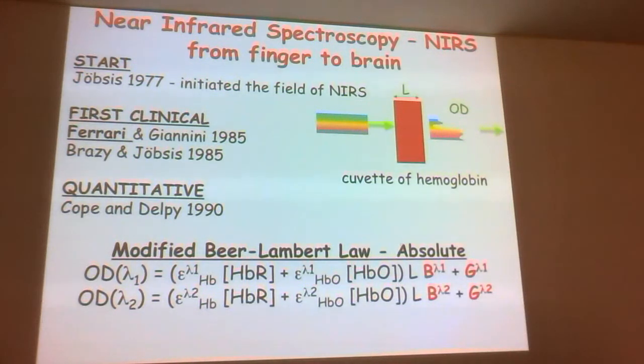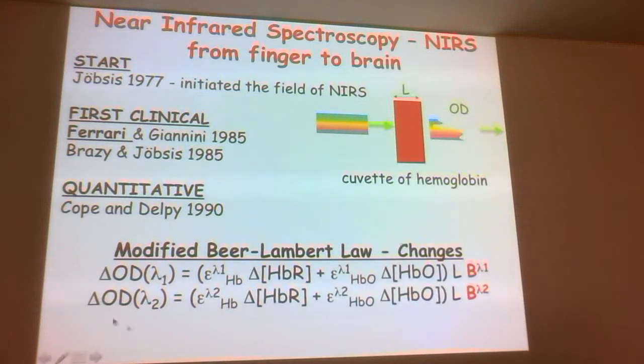So this geometry factor accounts for that. So we have two problems to solve. We have to know what this geometry factor is, and we need to know what this differential path length factor is. So Mark Cope and David Delpy said, well, you know what? If we just want to measure changes in the absorption coefficient, the geometry factor doesn't really change if I have some local change in the hemoglobin concentrations. So if I measure a change in the optical density, G cancels out, right? So now all I need to know is what this differential path length factor is.